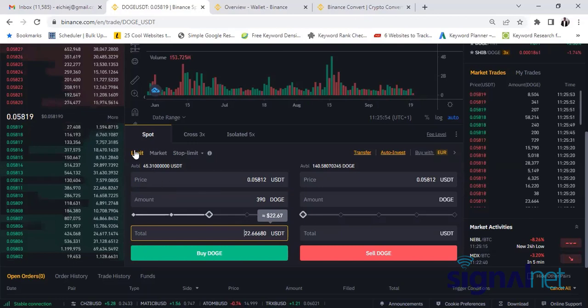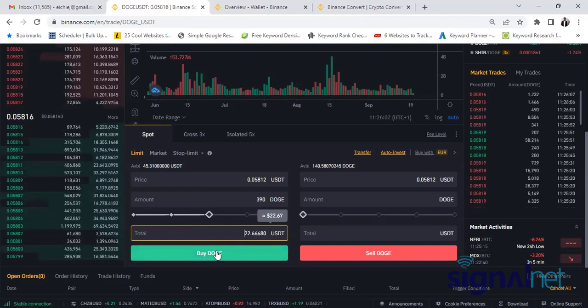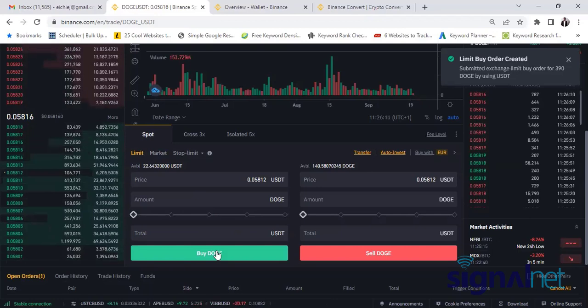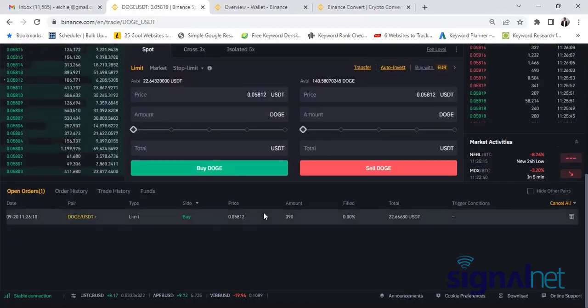If I am selecting the limit option, this is what happens. If I click on buy, let me just click on buy so that you see what I mean. I just hope it doesn't fill immediately. Okay, you can see limit buy order created. If I go down, it has created that limit order, but the order has not been executed.